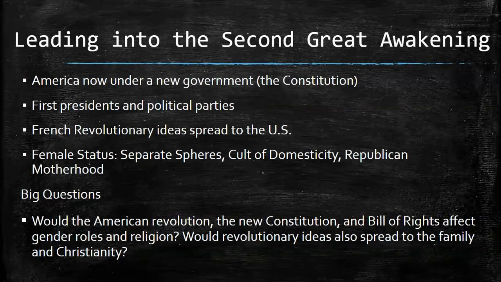First, let's take a look at the United States leading into the Second Great Awakening. America in the 1790s was now under a new government, the recently ratified Constitution. During this decade, the first president was elected, George Washington, and the second president, John Adams, had a turbulent time in office. Along with this turbulence came the formation of the first political parties, the Federalists and Democratic Republicans. The French Revolution was raging in Europe, and it affected society and politics in the U.S. as revolutionary ideas spread to the U.S.